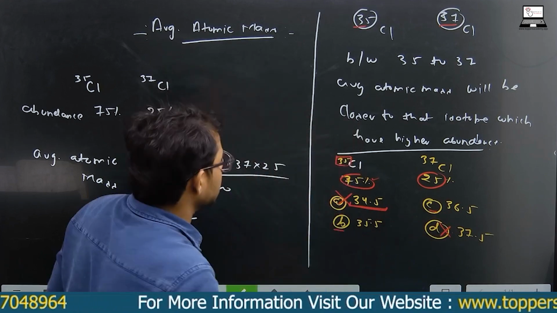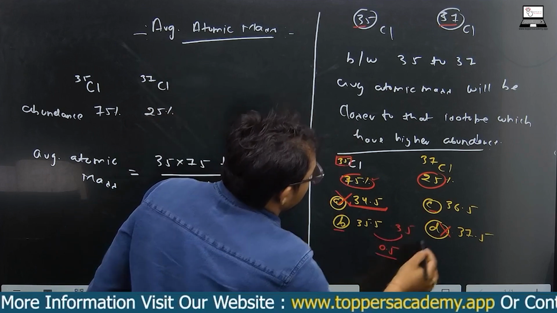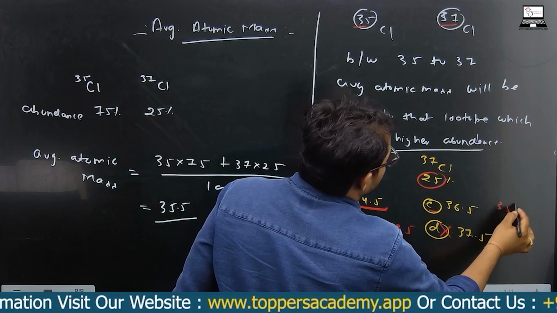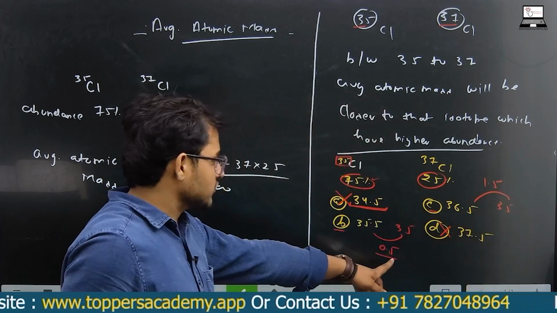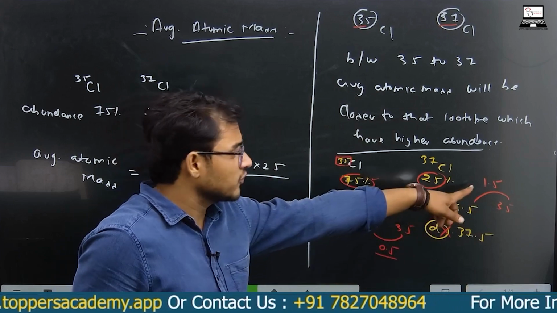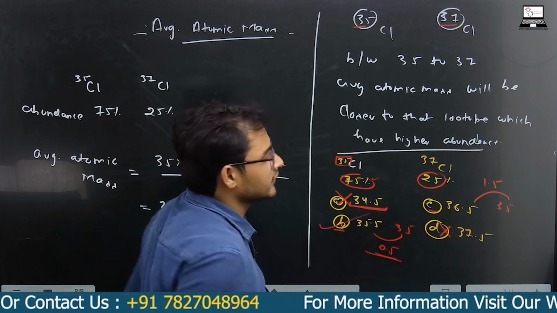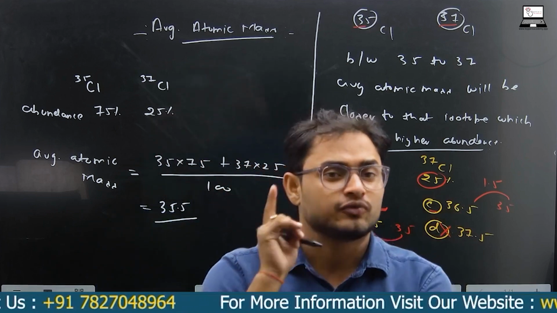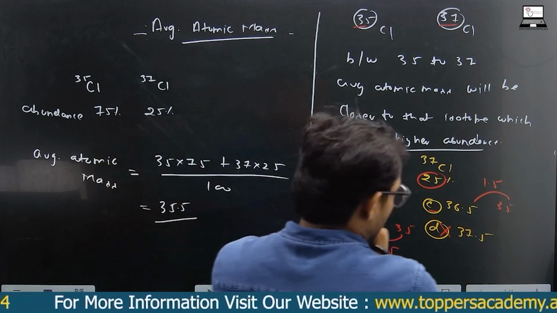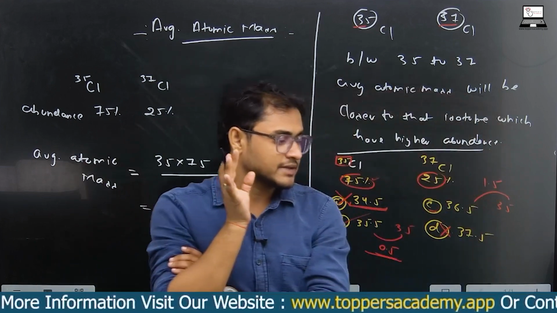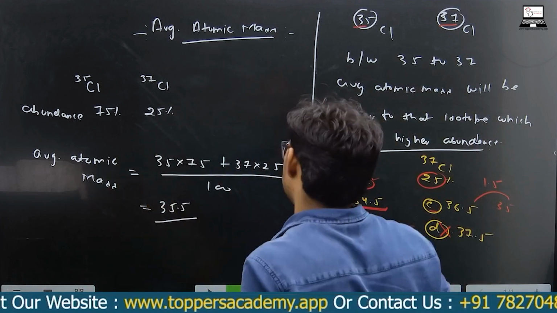How will you check? You will write 35, what is the difference? 0.5. You will write 35, what is the difference? 1.5. Here there is a difference of only 0.5, there it is a difference of 1.5, so this is very close. So that will be the answer, that means 35.5 will be the right answer, right? I hope it is clear to you. We are going to discuss more examples, right?